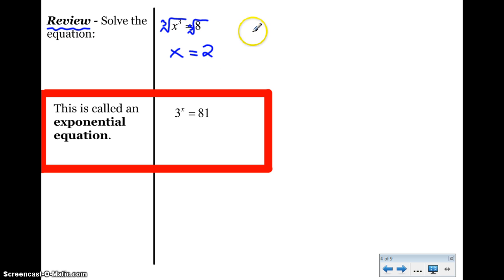Well, in this problem, x was the base, right? And 3 was the exponent, and then we had 8 as our answer. What would happen if the 3 became the base and the x became the exponent? And it equals 81. This is called an exponential equation. Anytime that you have an x as your exponent, this is called an exponential equation. And we've already started to graph some of these, so we sort of know what they look like, right?